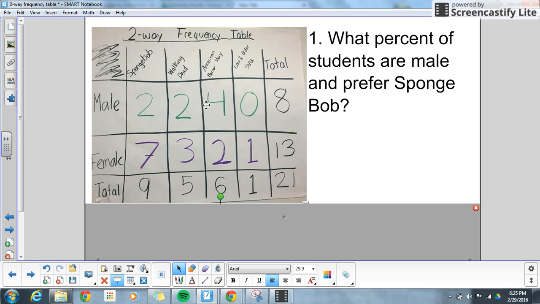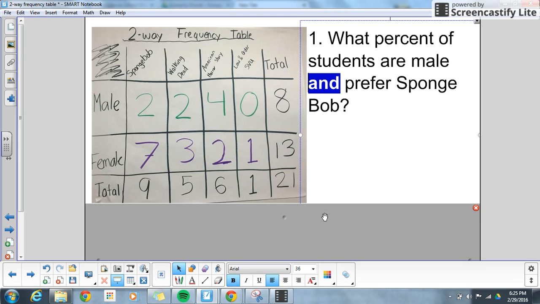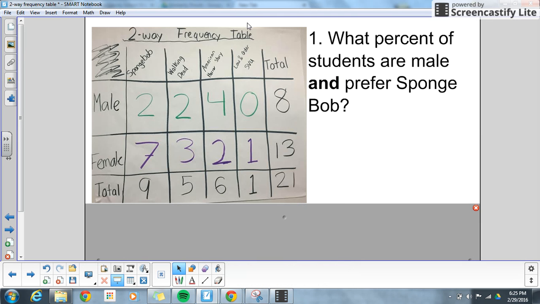So we're going to use our frequency table that we came up with in class the other day. The question is, what percent of students are male and prefer SpongeBob? This word right here, "and," is key. We're going to be looking at something from the body of the table. So let's find SpongeBob as this column, males are this row, and we look to see where they overlap. They overlap right here.